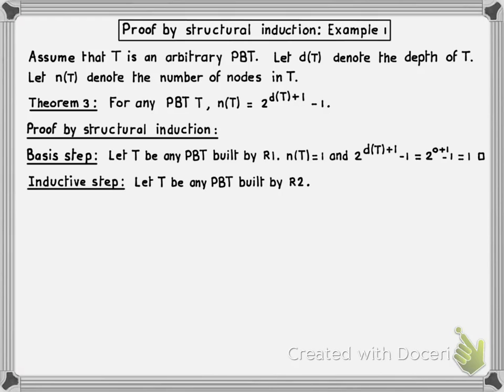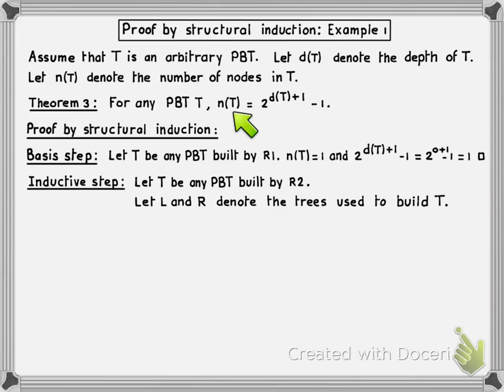Let T denote any perfect binary tree that is built by rule R2, which is the only inductive rule in the definition of the set. Remember that in that rule we use two existing trees and we denote them by L and R, which are the left and right subtrees of T. So by the inductive hypothesis, the property in theorem 3 holds for both L and R. And now we must prove that this property also holds for T.